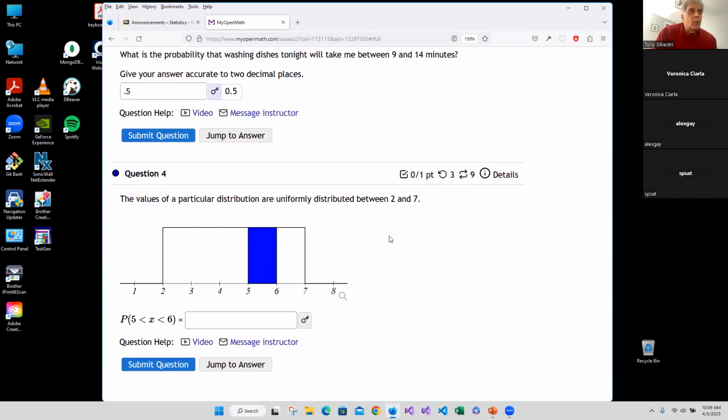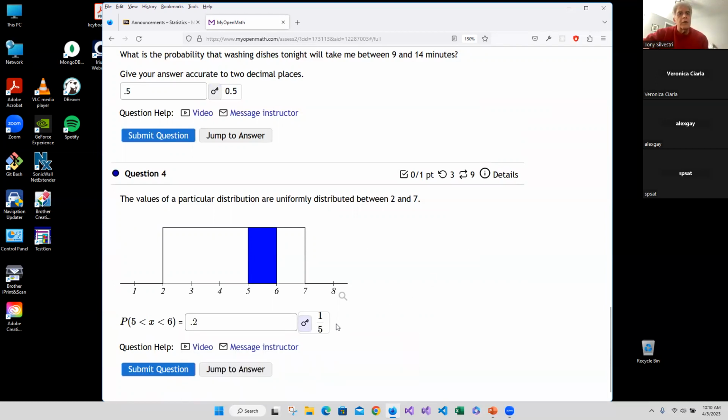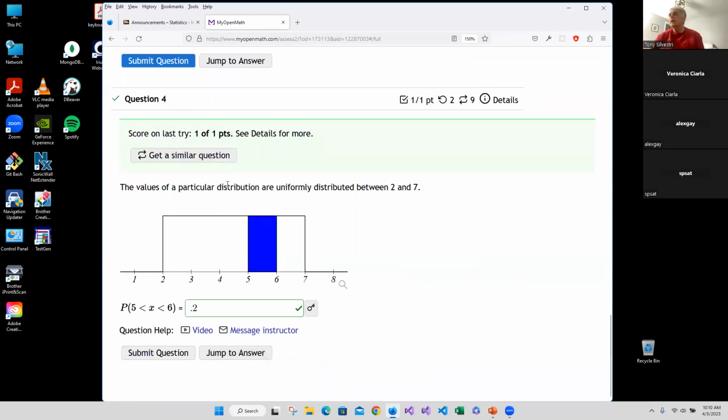What's the probability that a value is between 5 and 6? Well, the overall range is from 2 to 7. From 2 to 7 is 5 units, 7 minus 2. And all we care about is the range between 5 and 6, which is 1 unit. 1 over 5 is 0.2. 1 over 5 is okay too, and I think it'll take 0.2 as well. Great. All right, that homework is done. Perfect. Nice.